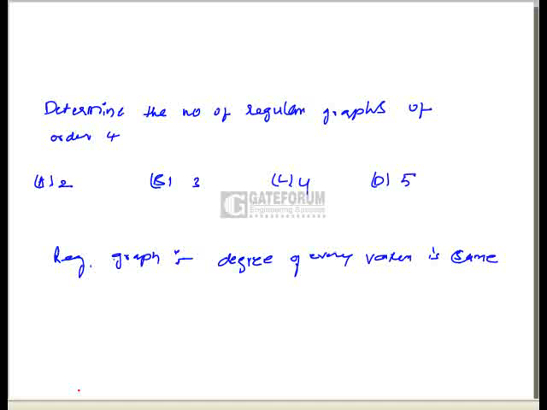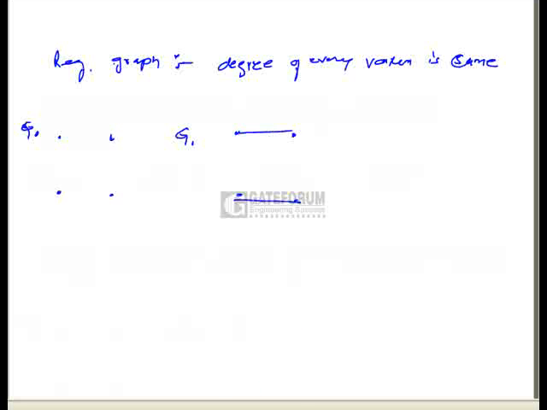As the order is 4, the possible graphs would be as follows. Here in this graph, the degree of each and every vertex is 0. The other graph would be this one, where the degree of each vertex is 1. The next graph would be this one, and we can see the degree of every vertex in this graph is 2.